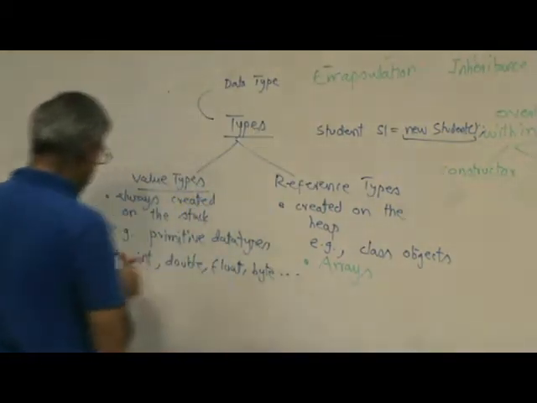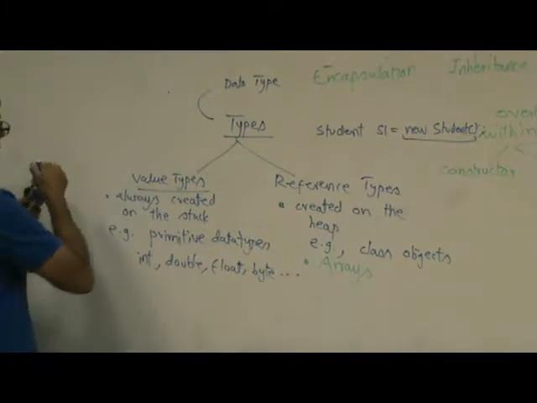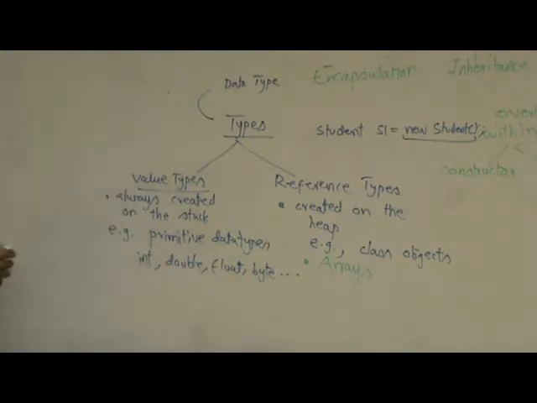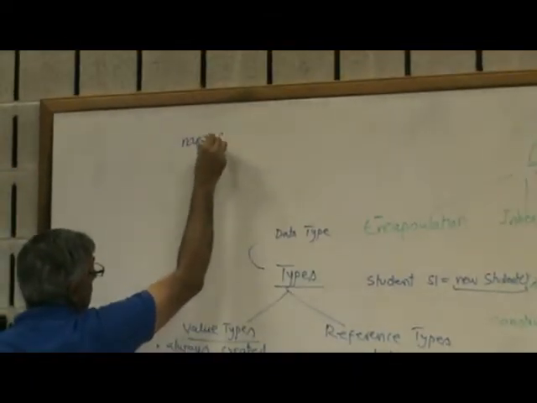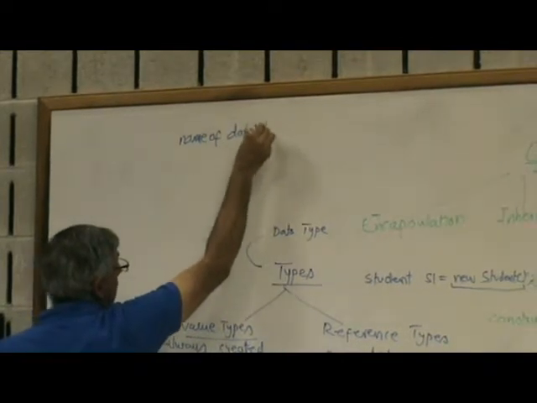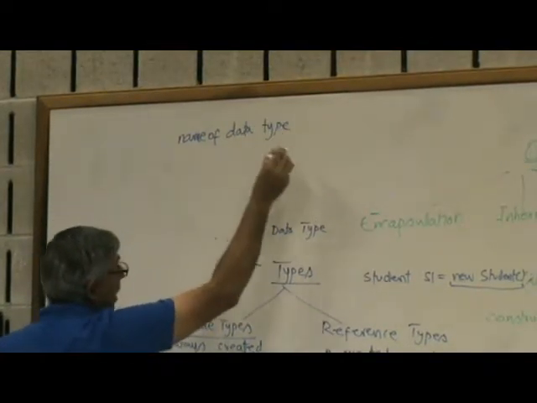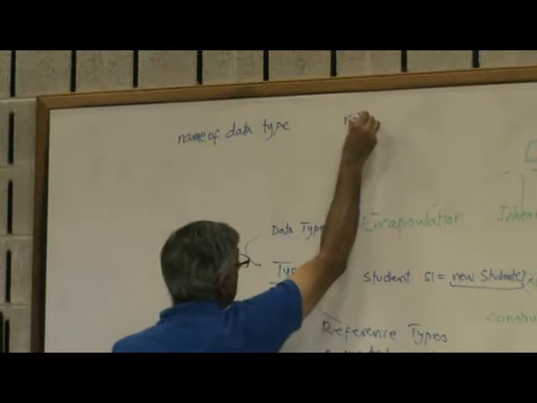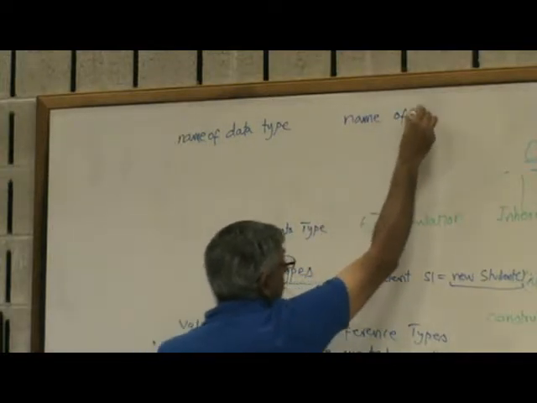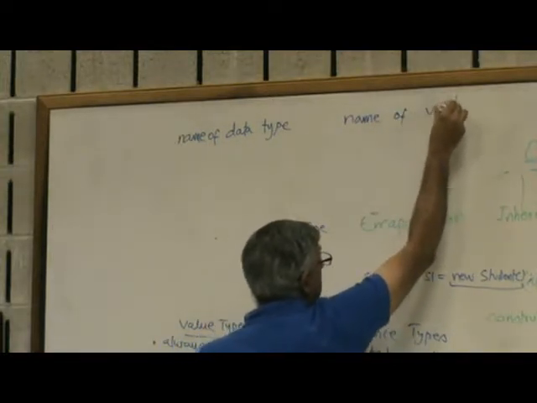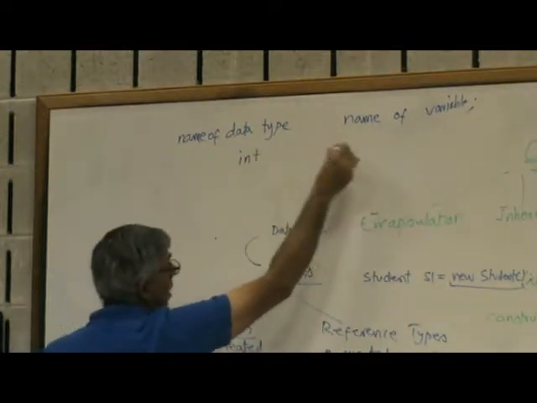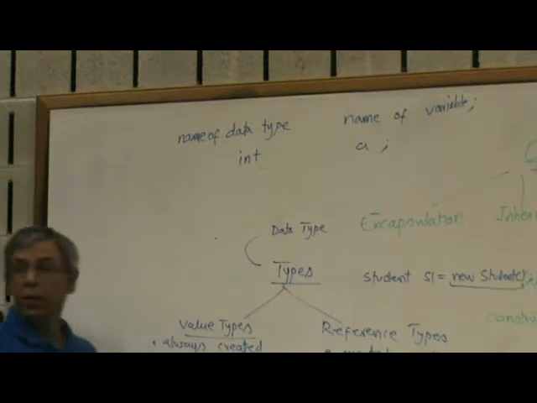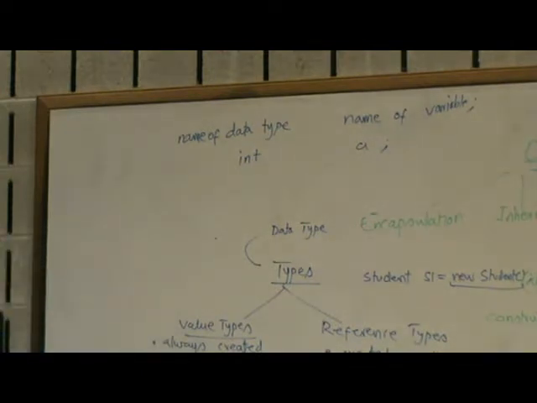Okay, very easy. Remember the basic philosophy in C-style languages is we first declare the name of the data type, followed by the name of the variable, right? That's how we declare a variable.